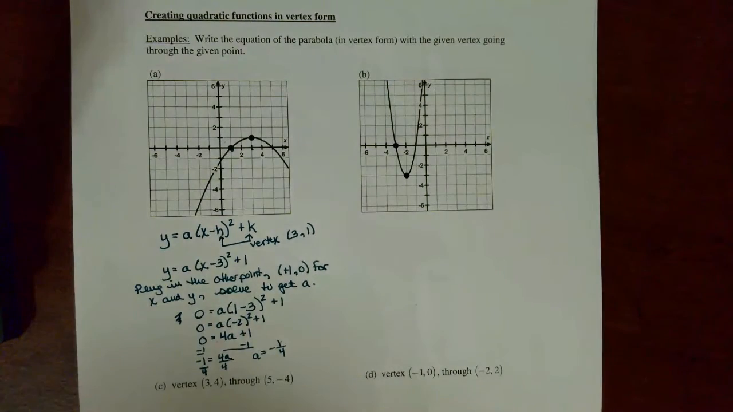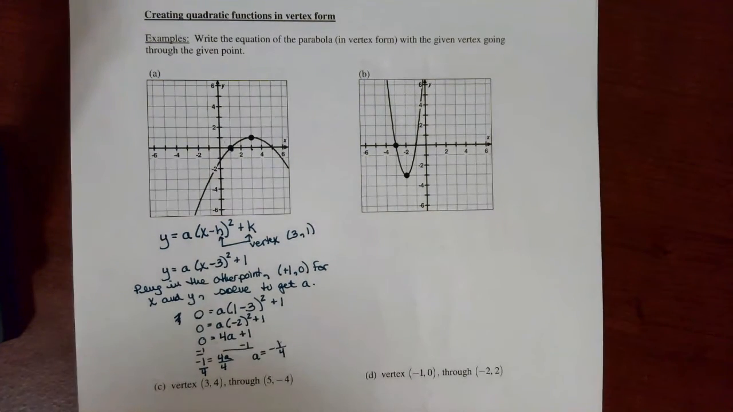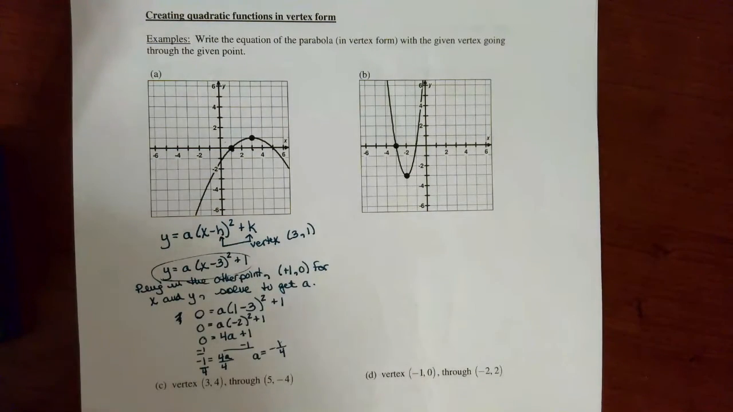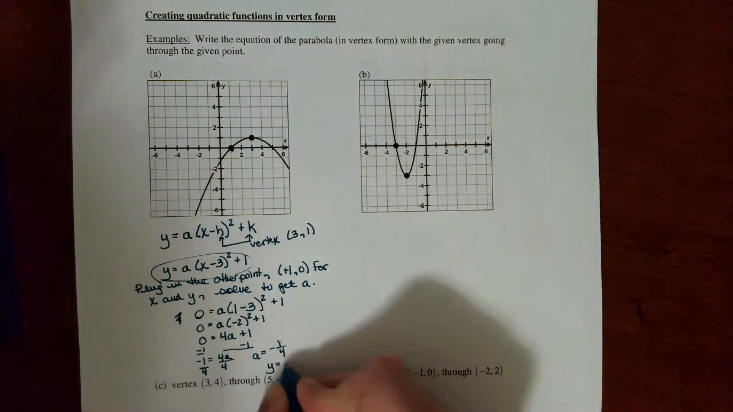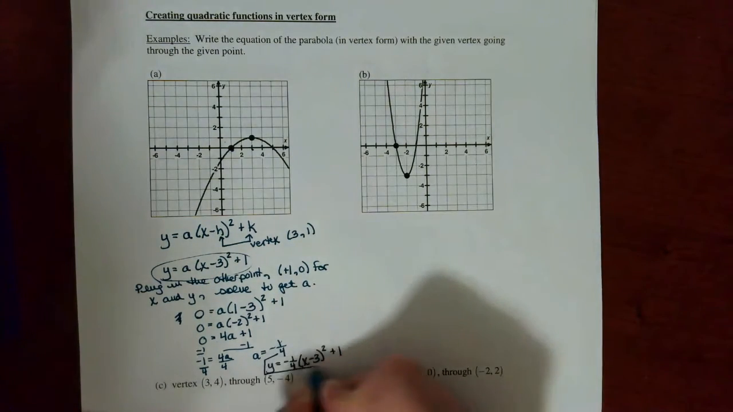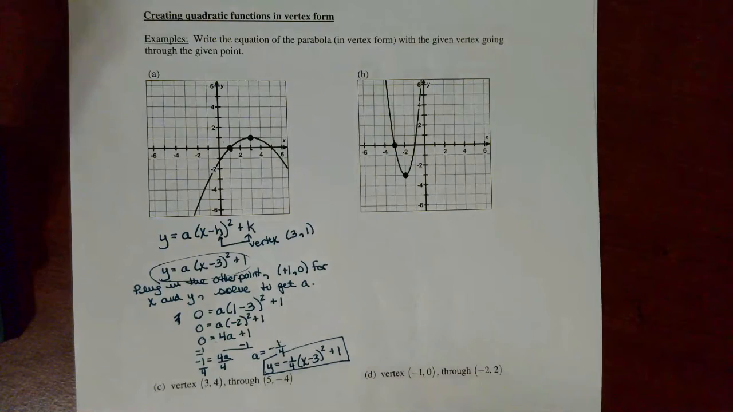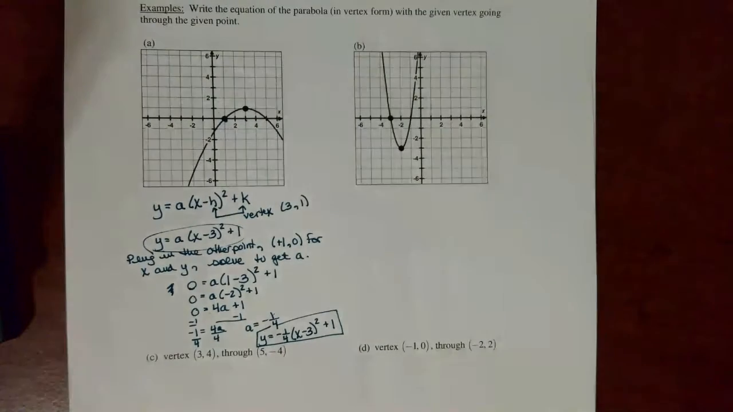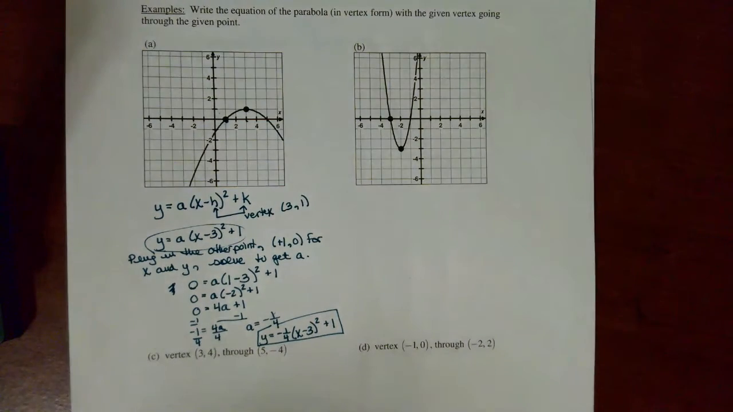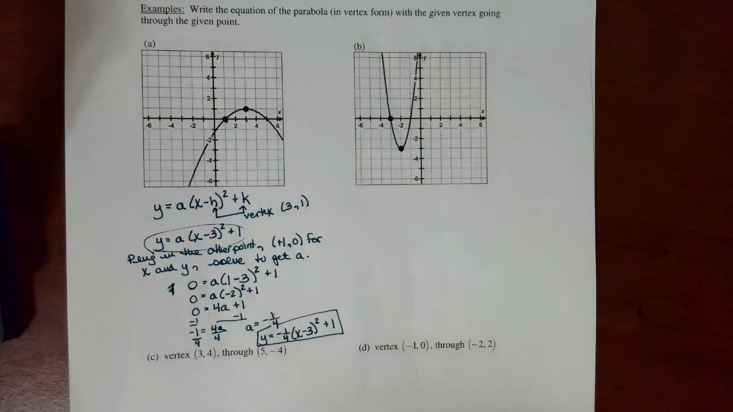And I now have all the information I need to be able to write the formula for my parabola. I basically had it over here. I just needed that a value, which I just calculated. And my final answer is going to be y equals negative 1/4 times x minus 3 squared plus 1. What we're doing is we're filling in our vertex for h and k. Then I need to go through some algebra to find the a value. So I'm going to fill in that other point for x and y, solve my equation for a, and then write the formula.